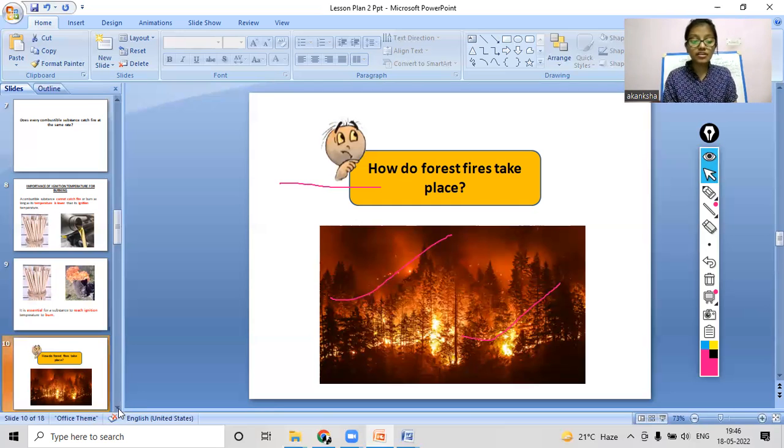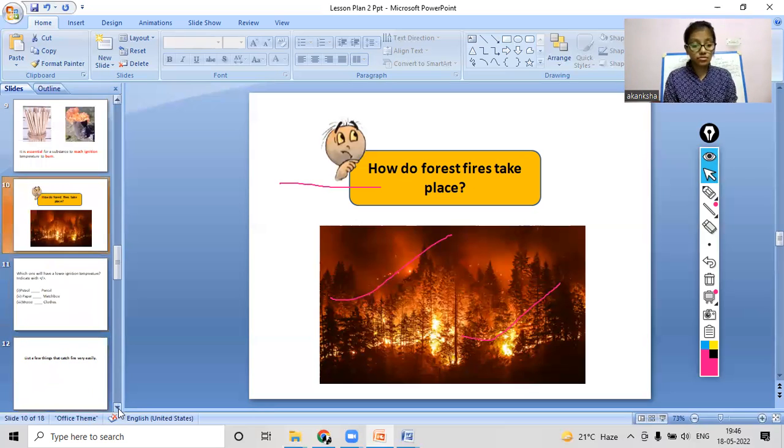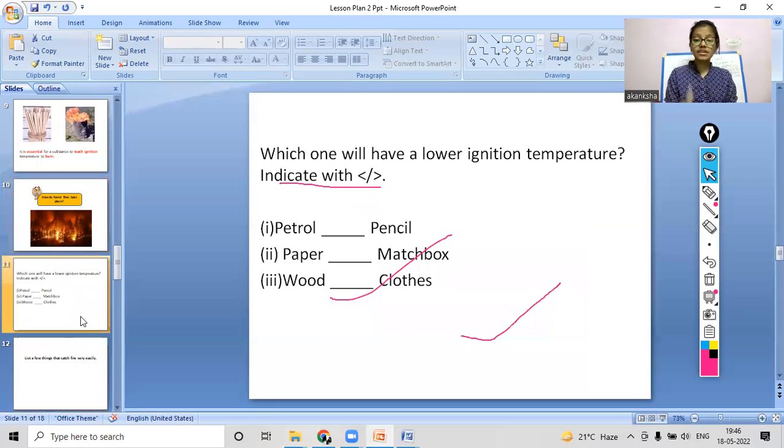Okay, now we will move on ahead and see one question: which one will have a lower ignition temperature? Indicate with this sign or this sign. Petrol or pencil, which will burn faster?